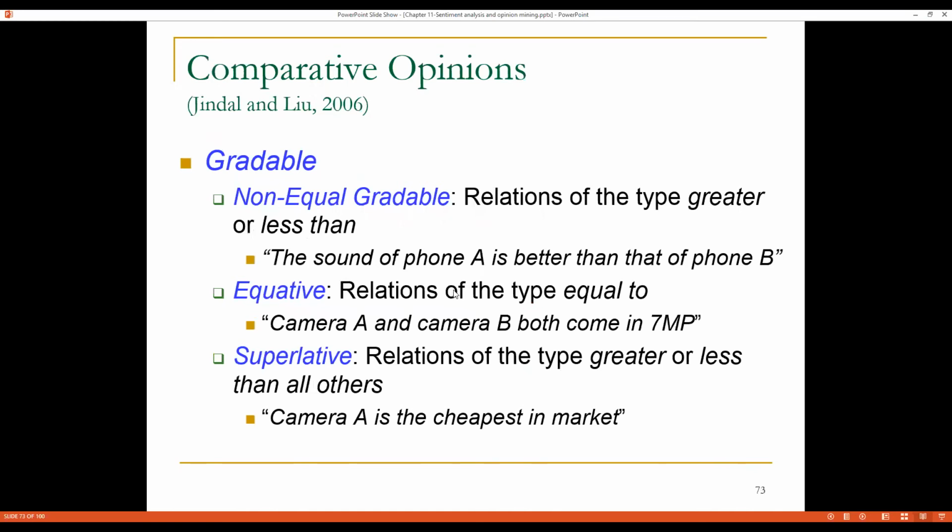Equative: relations of the type equal to. So camera A and camera B both come in 7p, they're both equal. And superlative: relations of the type greater or less than all others. Camera A is the cheapest in market.